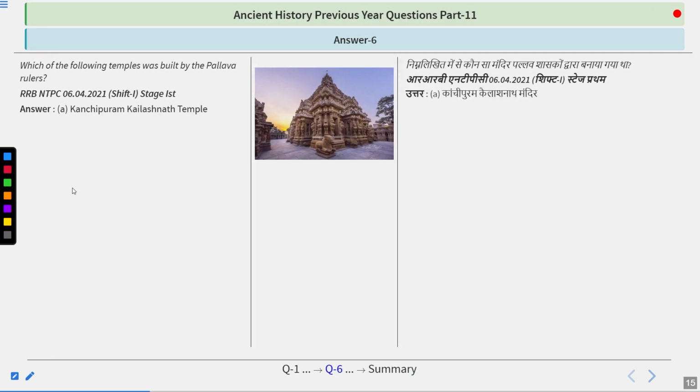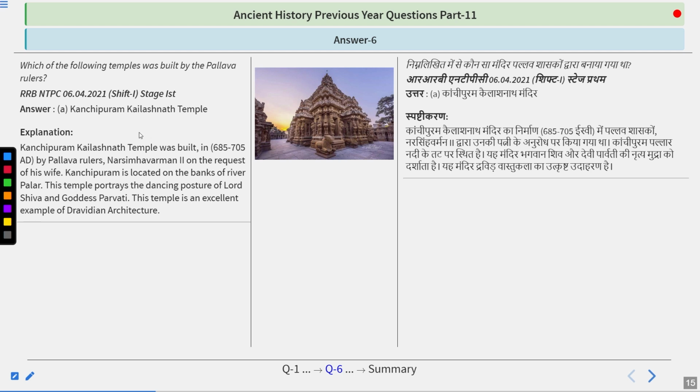The answer is Kanchipuram Kailashnath Temple. So when we talk about Kanchipuram Kailashnath Temple, it was built in 685-705 AD by Pallava ruler Narasimhavarman II on the request of his wife. Kanchipuram is located on the banks of river Palar. This temple portrays the dancing posture of Lord Shiva and goddess Parvati. This temple is an excellent example of Dravidian architecture. So here you can see the temple.